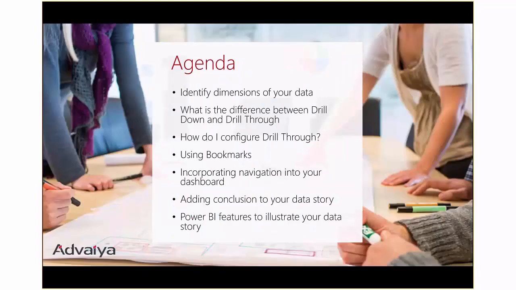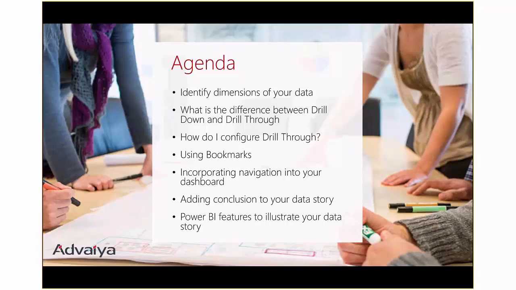With that, I would like to introduce our agenda for today. What we will be working on in the beginning is basically talk about what data elements, what data categories, what kind of dimensions we should be looking for, and how do we identify them. Then we will talk about the most commonly used terms like drill down and drill through. What does that mean? What is the difference between these two things? How do I configure drill down and how do I configure drill throughs?